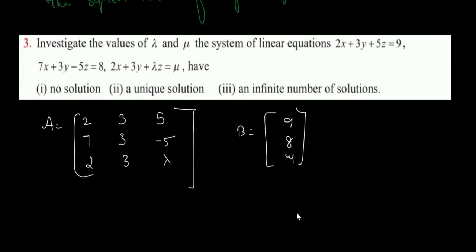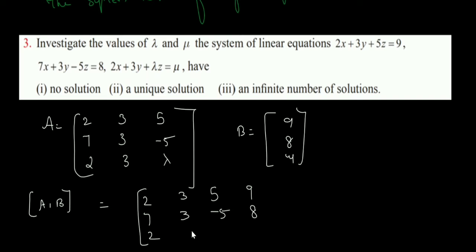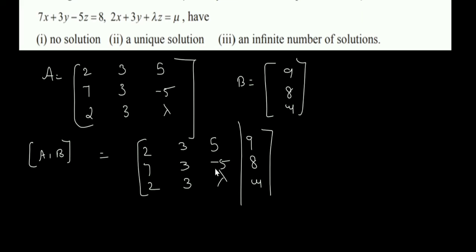Now we are going to use the rank method. So for the rank method, we have to write the augmented matrix AB. We have to join the matrices A and B. So A is this: 2, 3, 5, 9, 7, 3, minus 5, for matrix B it is 8. Third is 2, 3, lambda and mu. So this is the augmented matrix AB. We are going to use the rank method, so for that we have to bring this matrix AB into the echelon form. To bring it into the echelon form, we are going to use the Gaussian elimination method.